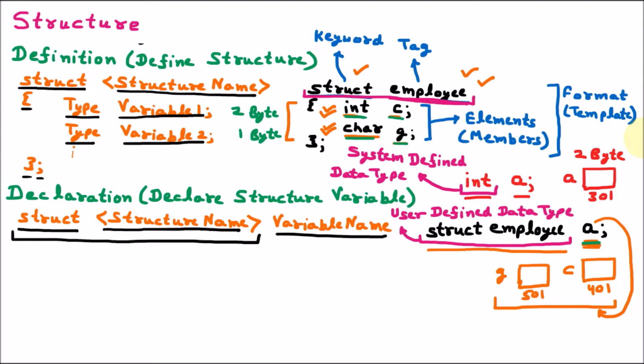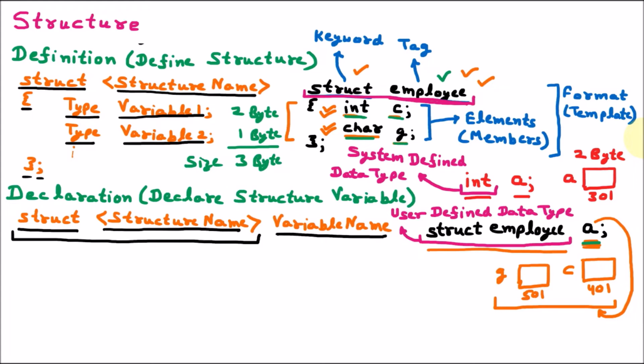So here the elements of the structure are of 2 byte and 1 byte. If I add them, 2 plus 1 is 3, so 3 byte. If somebody asks you what is the size of the structure employee, you should know that the size is 3. So the size of the structure is 3 byte, because its elements are consuming the 3 bytes. So here the individual memory is allocated.